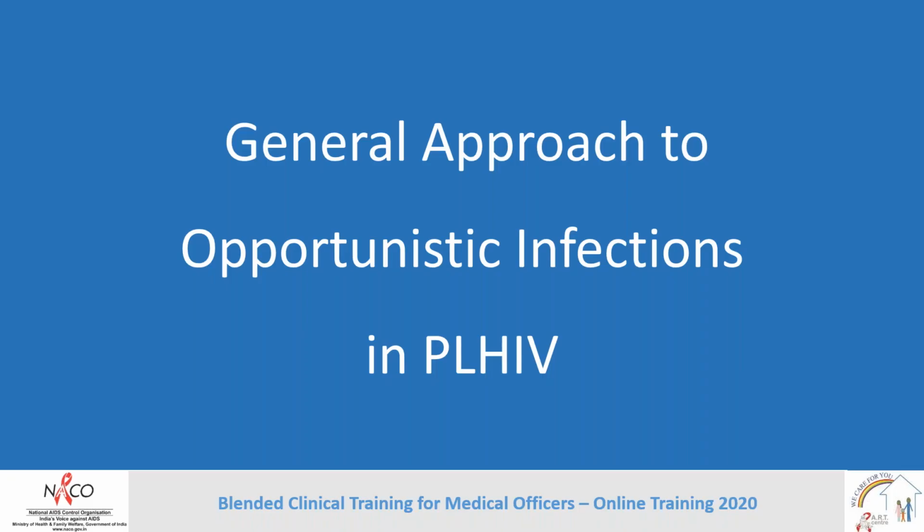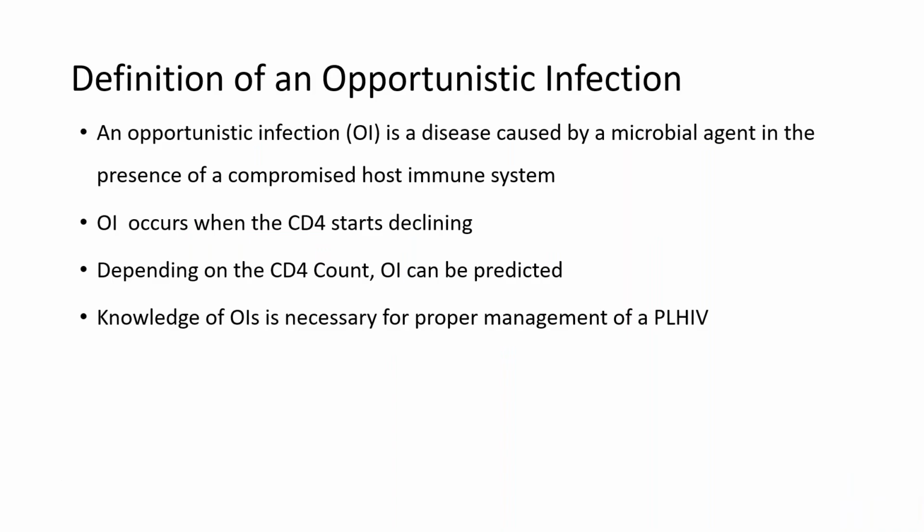So let us look at what are opportunistic infections, because many PLHIV will manifest with opportunistic infections, and that is what leads to the myriad of clinical presentations. So what is an opportunistic infection? I have given you an idea in the tables as to what kind of opportunistic infections can happen. So an opportunistic infection, by definition, is a disease that is caused by a microbial agent in the presence of a compromised host immune system.